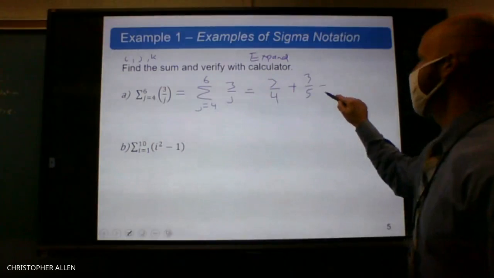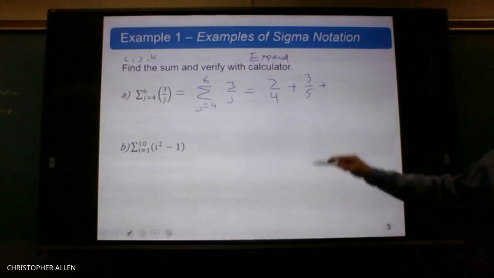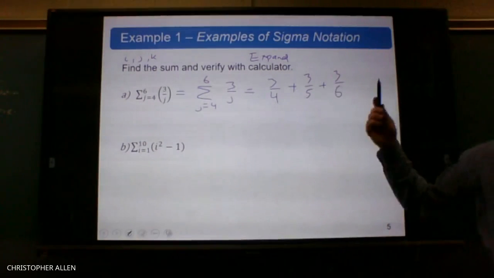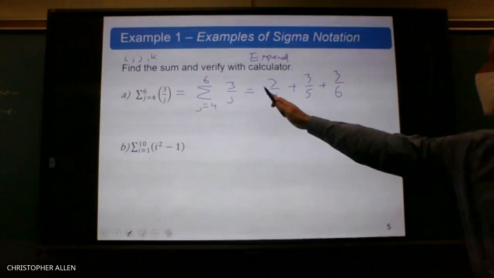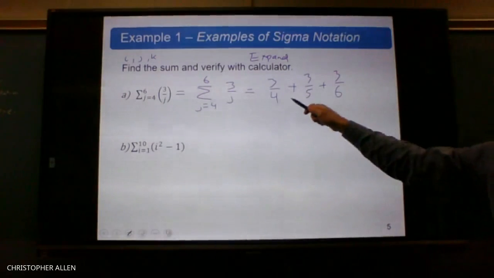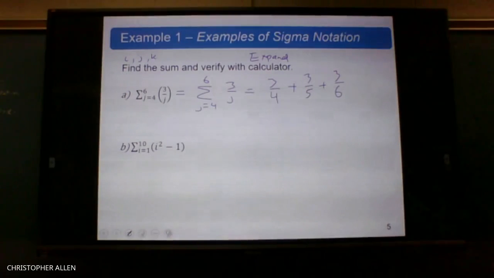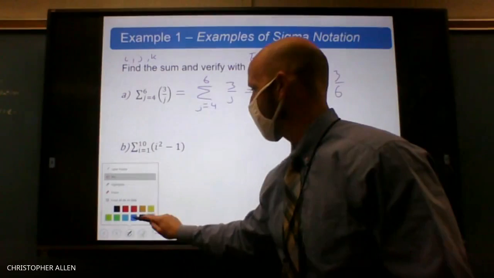3 over 5. What about the next one? 3/6. 3/6, or 1/2, right? So here is our sum written expanded. Now to find this sum, we're going to have to get a common denominator, right? So let's see if we can actually sum these up here.